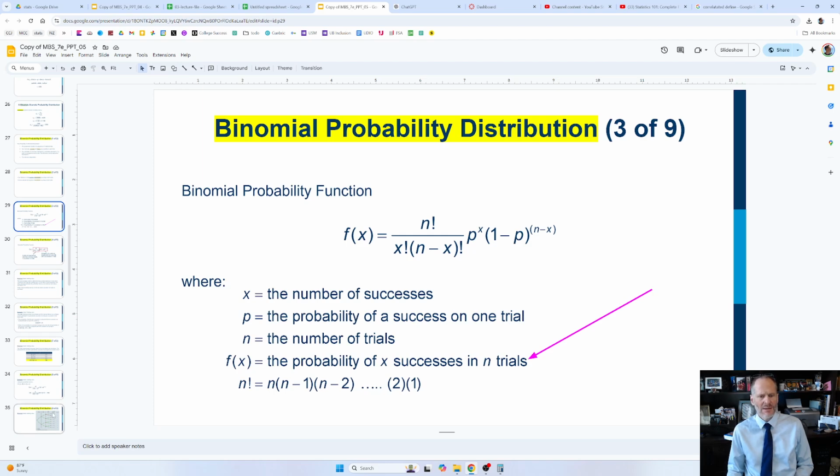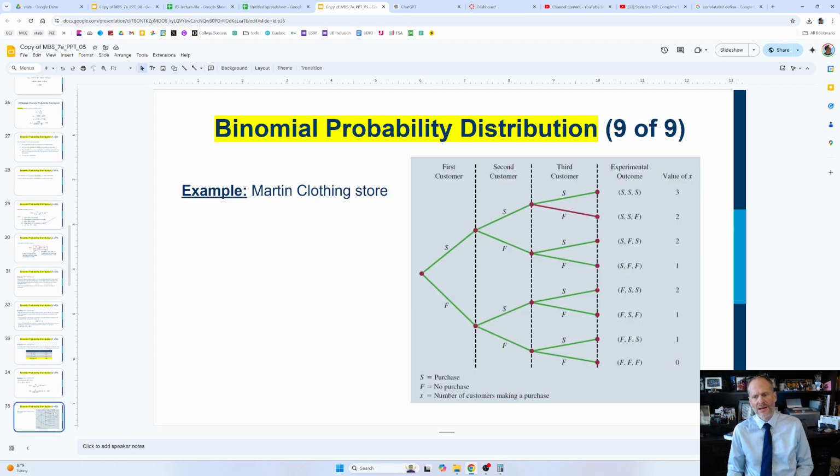Now, if we wanted to see, out of the next 3 customers, first customer, second customer, third customer, what's the probability of 2 of the customers buying, so there was a sale, a purchase, S, that's the success, and there was no purchase, F, that's the failure. Here is the tree diagram.